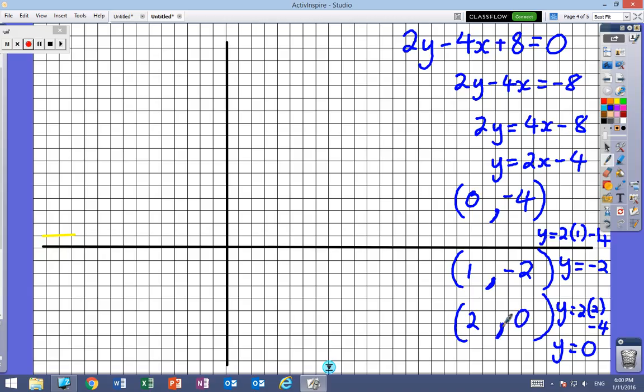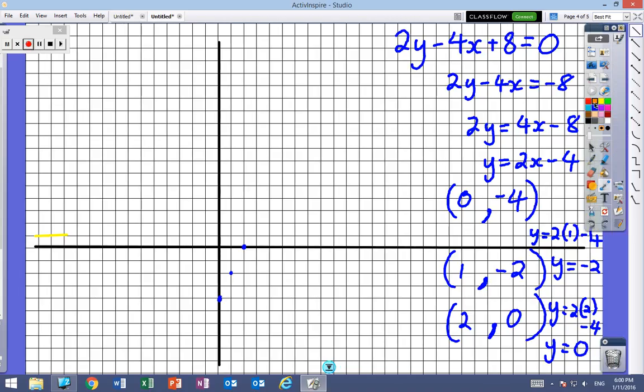Okay, so let's plot this point. 0, minus 4. 1, minus 2. 2, 0. Oh, and we have our straight line. Yeah, that'll do. Preferably use a ruler if you're in a test doing some plotting of straight lines. So that's how you can take a linear relationship and turn it into a graphical representation.